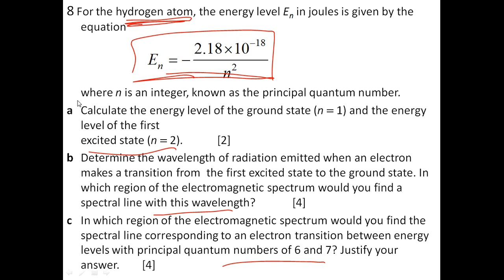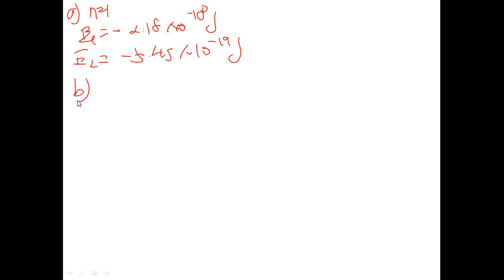Part B says to determine the wavelength of the radiation emitted when the electron goes from the first excited state to the ground state. So it means that I excite the electron, it goes to the excited state, then suddenly it drops back. So it means that it lost energy, and the energy must be converted into some form. So this is converted into a wave. So delta E will be equal to hc over lambda, where lambda is what I have to find. So lambda equals hc over delta E.